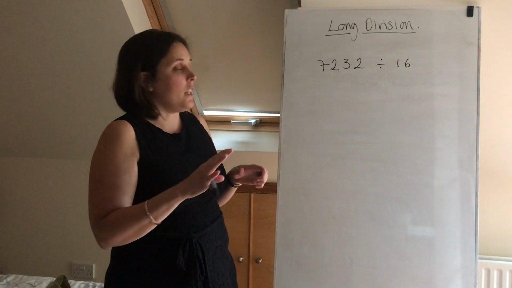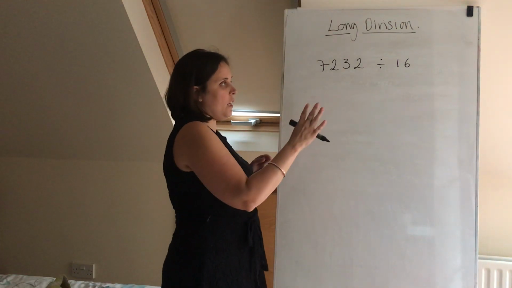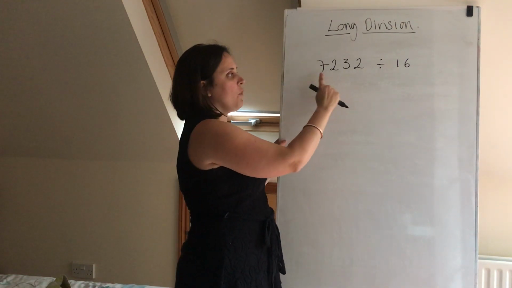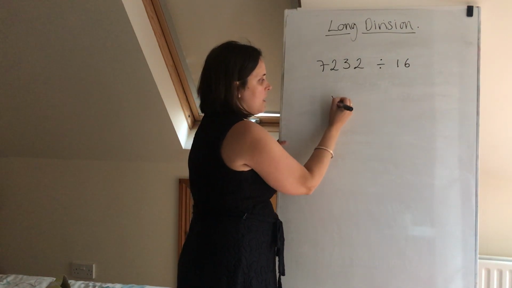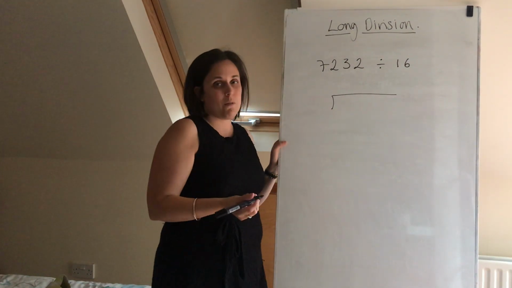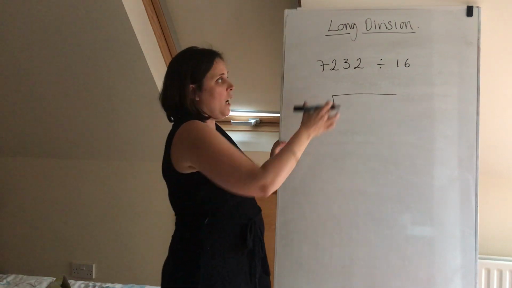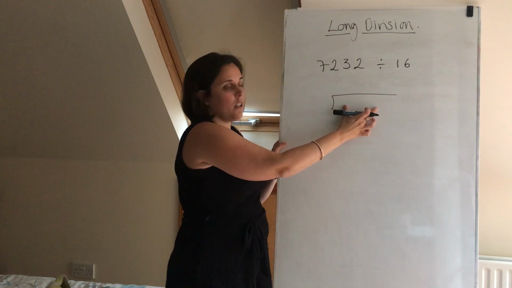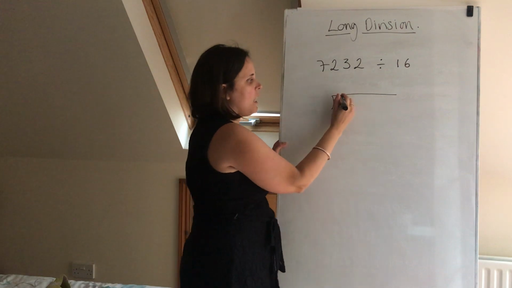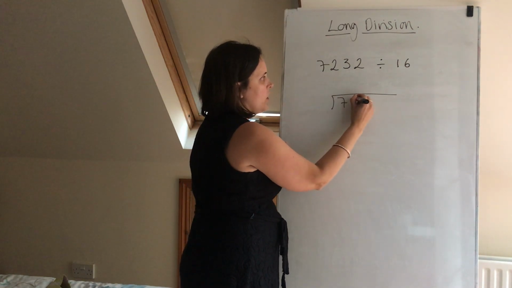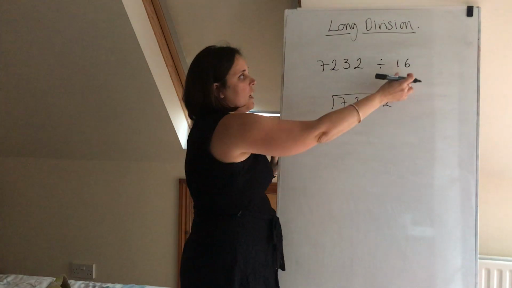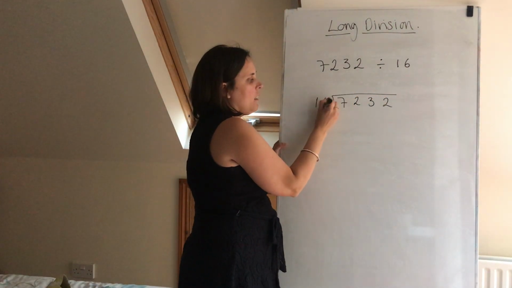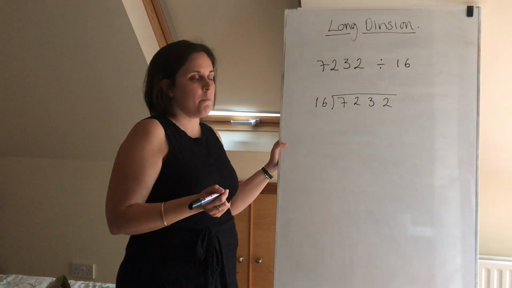So basically the first thing that you need to do when you get your question, so here we've got 7,232 divided by 16, is to set it up. Okay, so sometimes this is called the bus stop method. The number that you're dividing needs to go under here. So that's the 7232, and make sure you space it out nicely. And the number you're dividing by needs to go on the outside.